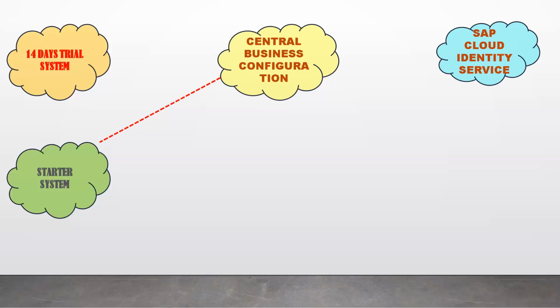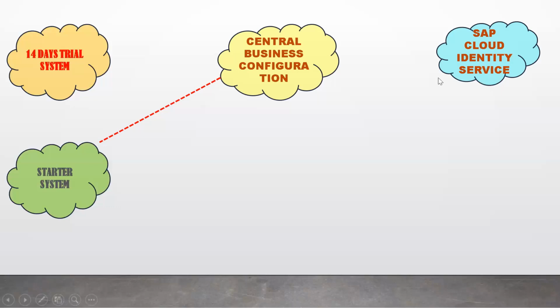SAP Cloud Identity Services makes it easy to manage users' roles and permissions across your entire landscape. You can ensure that everyone has the appropriate access without having to manually adjust settings in each system individually. So overall, SAP Cloud Identity Service is all about making sure that your access is secure, seamless, and well managed, no matter which SAP system you are working with. So this is very important.